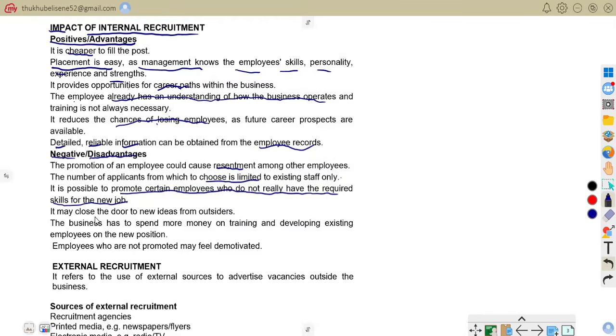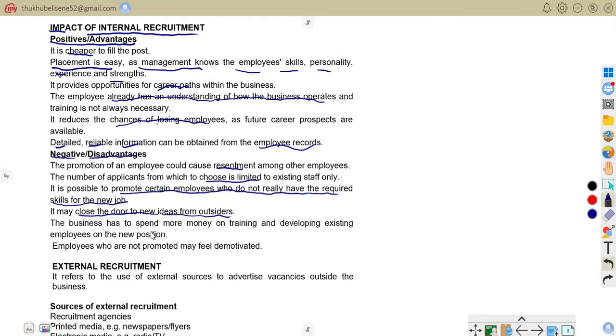It may close the door to new ideas from outsiders. Meaning to say, lack of fresh ideas. No input from outside talent. So the business is going to miss out, let's say we're talking about marketing. The business misses a new marketing strategy from external experts because you're only looking internally at the current employees that your business has.